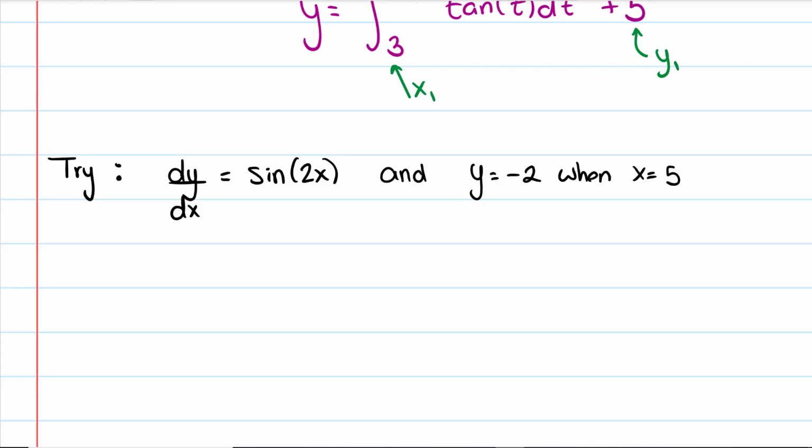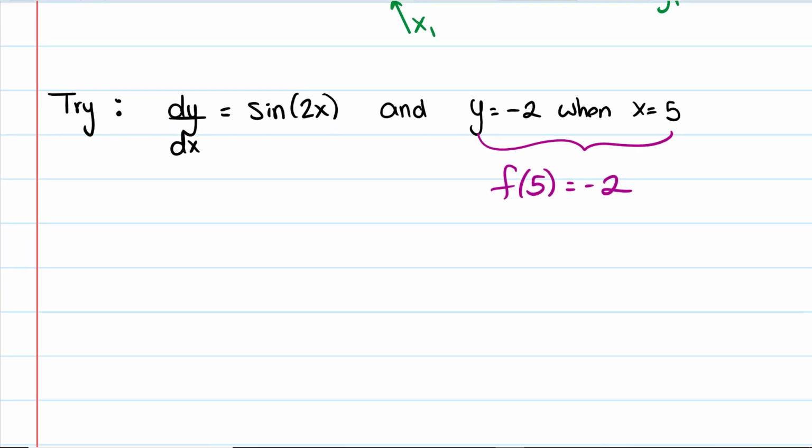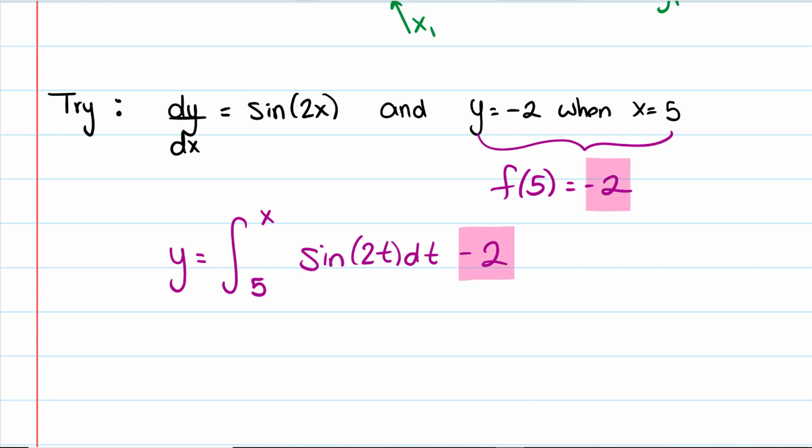Okay, let's do it together. First thing I want to point out is that all of this means f of 5 equals negative 2. So from here, we want to create a y equals equation. So it's the integral from 5 to x of sine of 2t dt minus 2. Again, this value goes right here, and this value goes right here. And that's all there is to it.